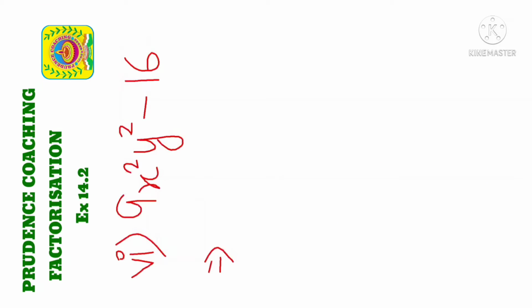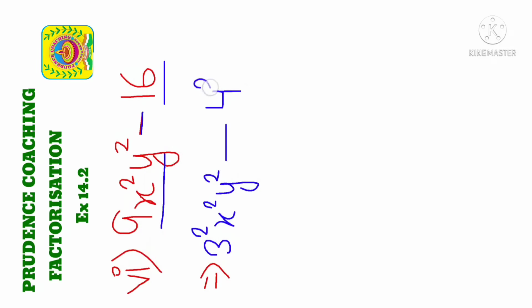So let us start with the next sum. Here also we have two terms. One is 9x square y square and another one is 16. And here the separator is minus. So we can write 9 as 3 into 3, that is 3 square. After that we have x square, y square, we have written as it is. Minus 16 can be written as 4 into 4. So we can write 16 as 4 square.